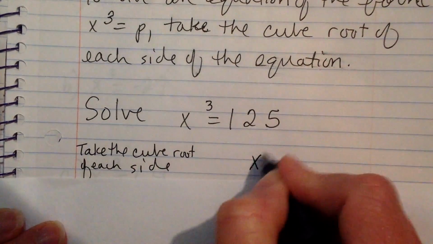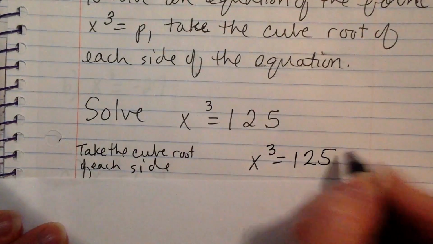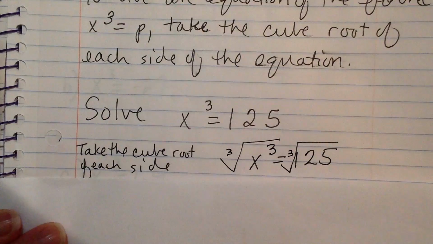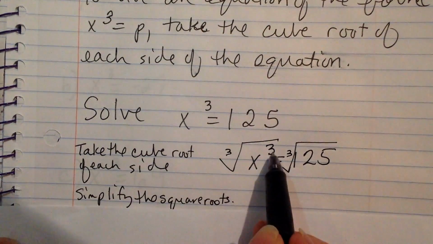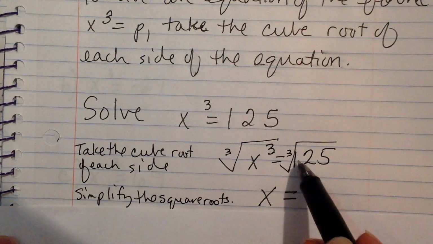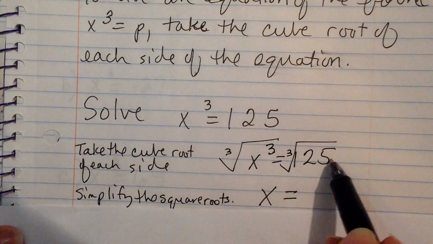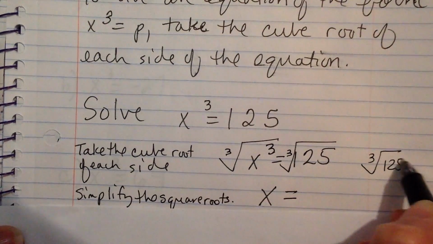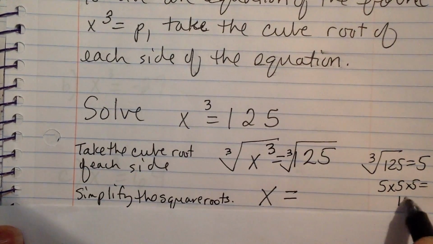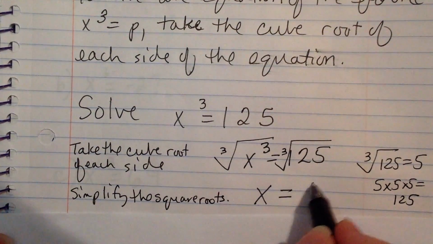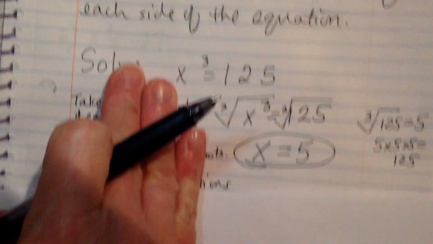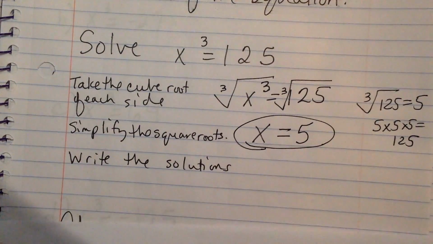The first step that we will take is we will take the cube root of each side. Show me that step. Show me that you're taking the cube root of each side. When you take the cube root of x cubed, they undo each other and you just get x equals, what is the cube root of 125? Well, the cube root of 125 equals 5, because 5 times 5 times 5 gives you 125. Therefore, your only answer for this problem is 5.